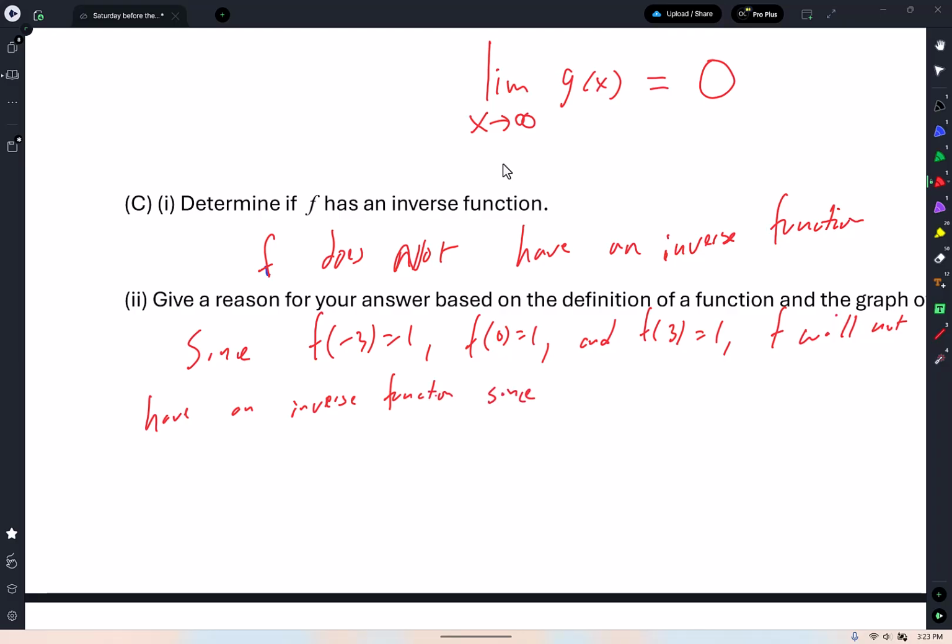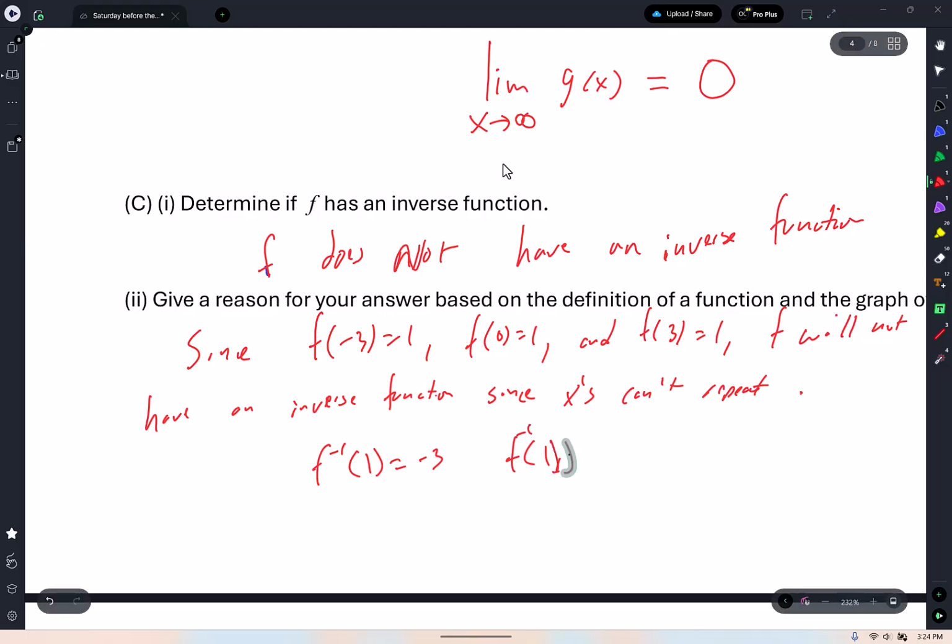since x's can't repeat. What I mean by that, guys, is I would have inverse f of 1 equals -3, inverse f of 1 equals 0, and inverse f of 1 equals 3, and we can't have that. We can't have the same x give you different y values.